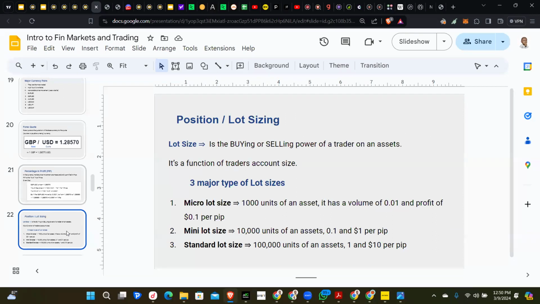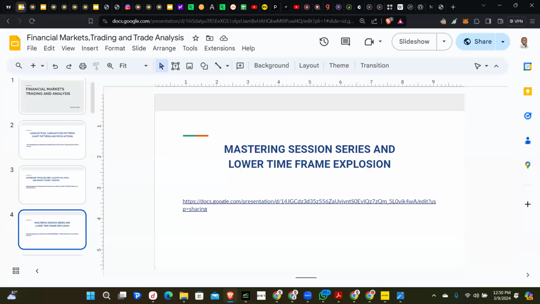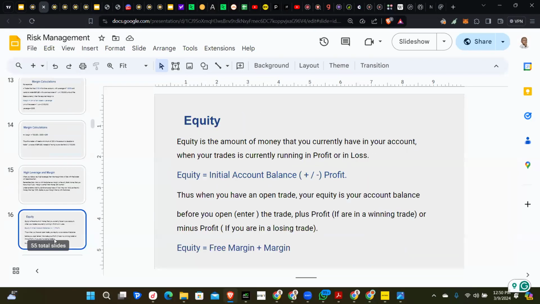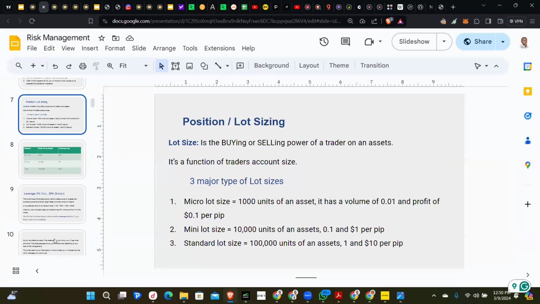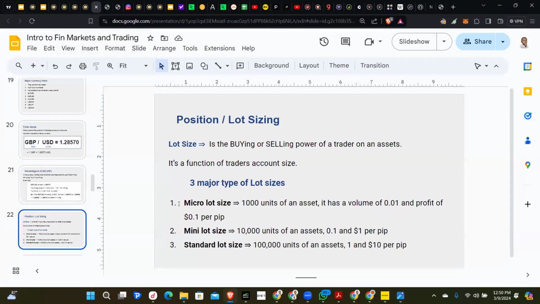Now, this is another important section you need to pay attention to: position and lot sizing. We will do this more when we come to the risk management section, but I just want to quickly introduce it so that when you are seeing it, you know what it means. I've used it when I place a trade, but let me explain it, then go back and show you again.